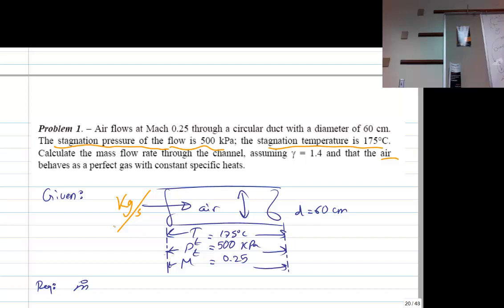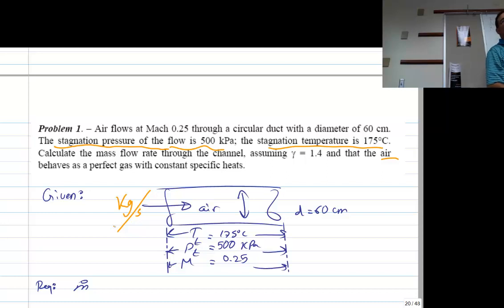Anyway, give me T over T naught. 0.9886. And P over P naught? 0.9607. And you notice that, wow, those are almost close to 1. Why? Because the Mach number is 0.25.